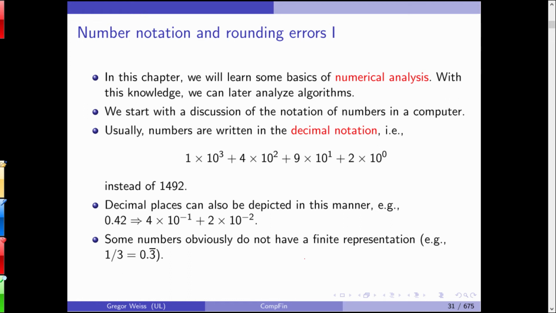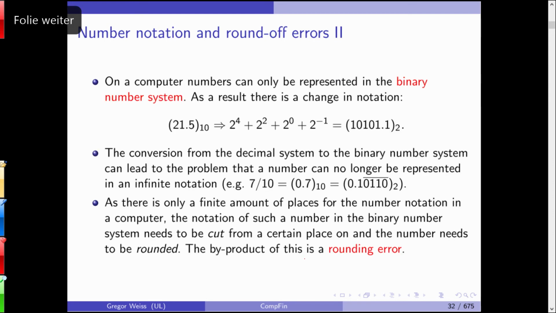Decimal places can also be depicted in this manner, so you can write 4 times 10 to the minus first, and so on. And you see that some numbers do not have a finite representation in the decimal number system. For example, 1/3. This has not a finite representation, it's just 0.33333, and it goes on to infinity. So this is one example.